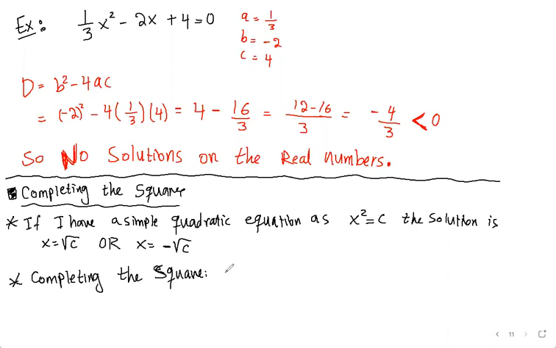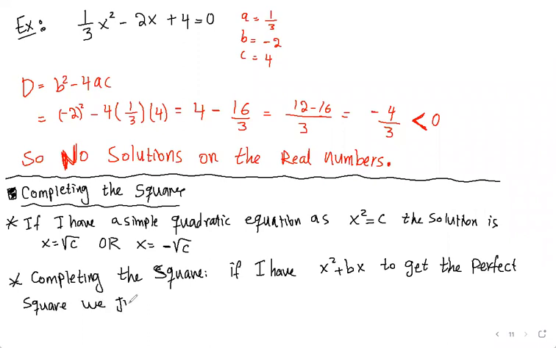So if I have, for example, a quadratic equation that looks like this, x squared plus bx, without the third term, a quadratic equation with two terms. Okay, so to get the perfect square, we just add one thing. We just add to both sides b over 2 squared.